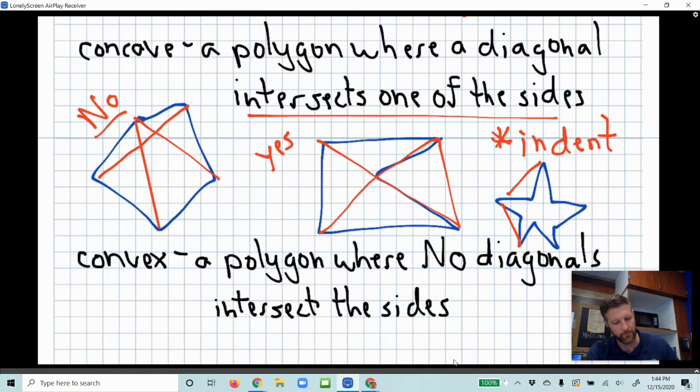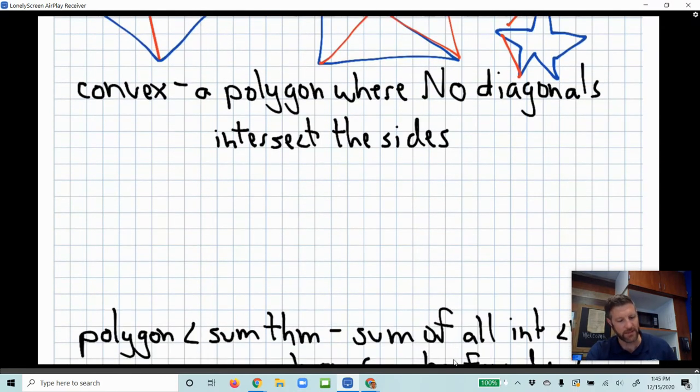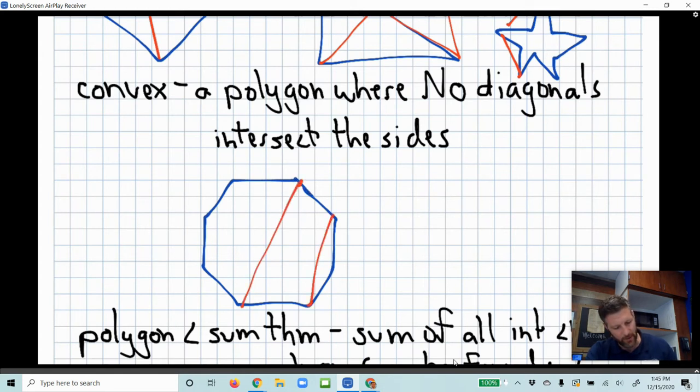Okay, so convex is the opposite. It's a polygon where no diagonals intersect the sides, and that's just, again, like the ones I drew, where none of the sides are indented, but also in connecting any of the diagonals, I'm never crossing the sides of the polygon or going outside of the polygon.